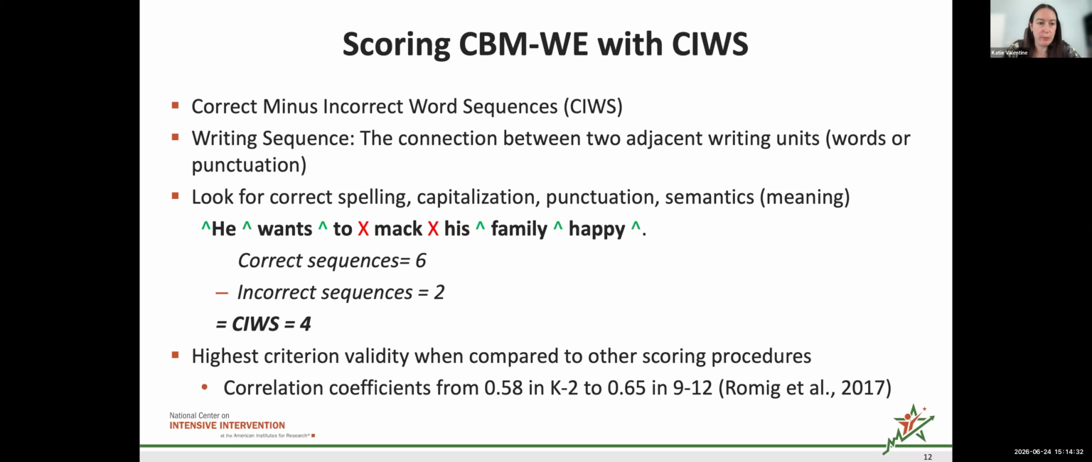This is a really important scoring measure to know about because it does have the highest correlations to other types of writing measures like state tests that we commonly use in research, meaning that it has the highest criterion validity when we compare it to other scoring procedures. And that is true from grades K through 12. So no matter which type of assessment you're giving, CIWS is a helpful one to know about.